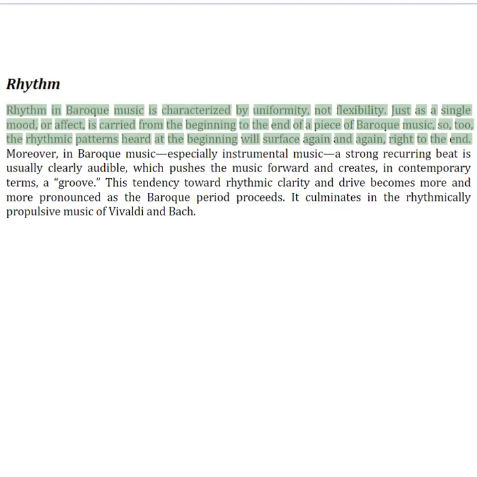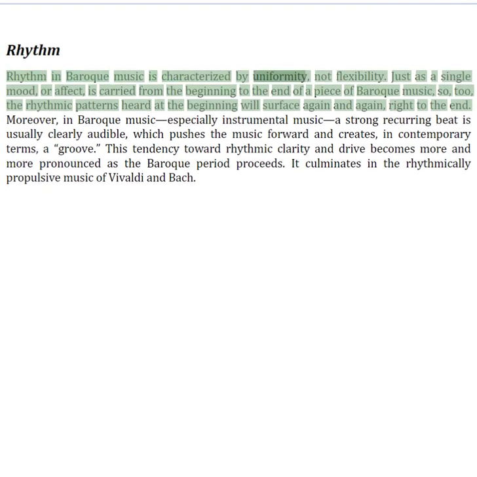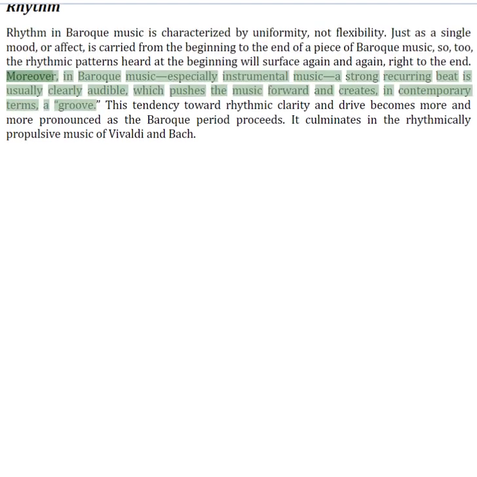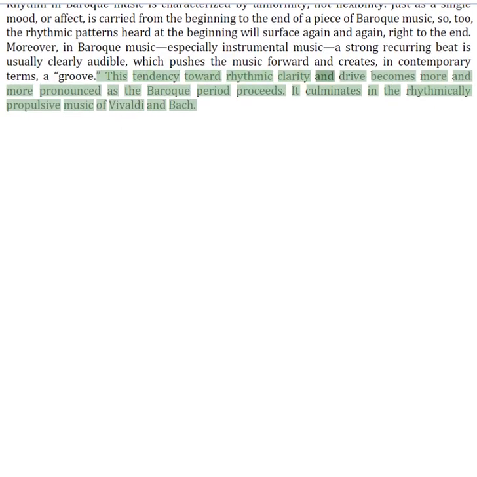Rhythm. Rhythm in Baroque music is characterized by uniformity, not flexibility. Just as a single mood, or effect, is carried from the beginning to the end of a piece of Baroque music, so, too, the rhythmic patterns heard at the beginning will surface again and again, right to the end. Moreover, in Baroque music, especially instrumental music, a strong recurring beat is usually clearly audible, which pushes the music forward and creates, in contemporary terms, a groove. This tendency toward rhythmic clarity and drive becomes more and more pronounced as the Baroque period proceeds. It culminates in the rhythmically propulsive music of Vivaldi and Bach.